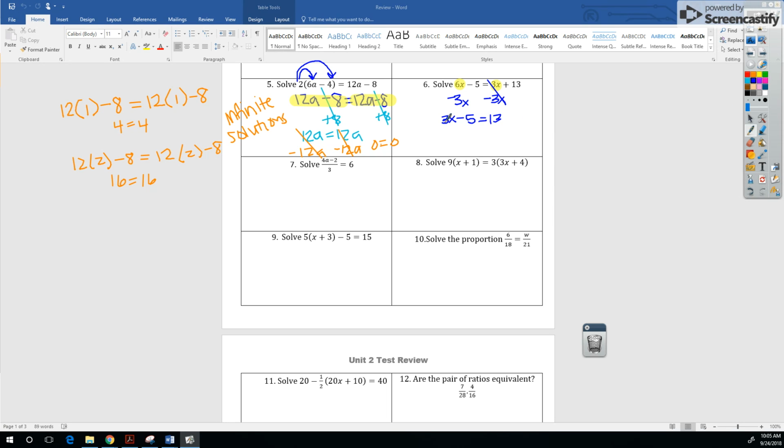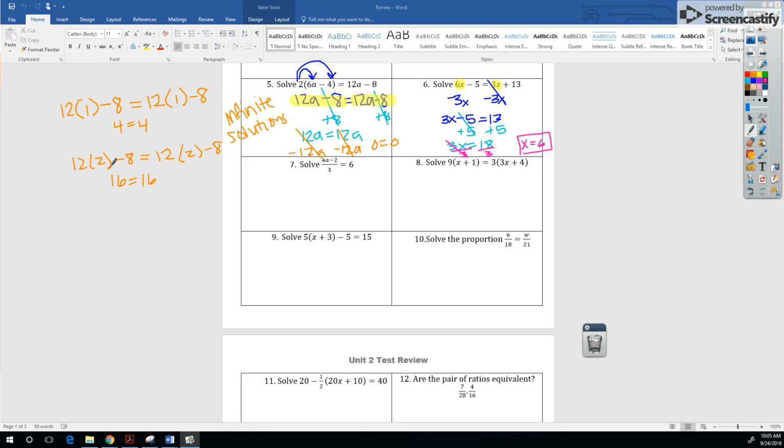Since I have my variables together combined on the left, I'm going to get my constants combined on the right. So I have a minus 5, I'm going to add 5, inverses, subtraction and addition. That leaves me with 3x equals 18 when I combine 13 plus 5. Dividing both sides by 3, x equals 6.